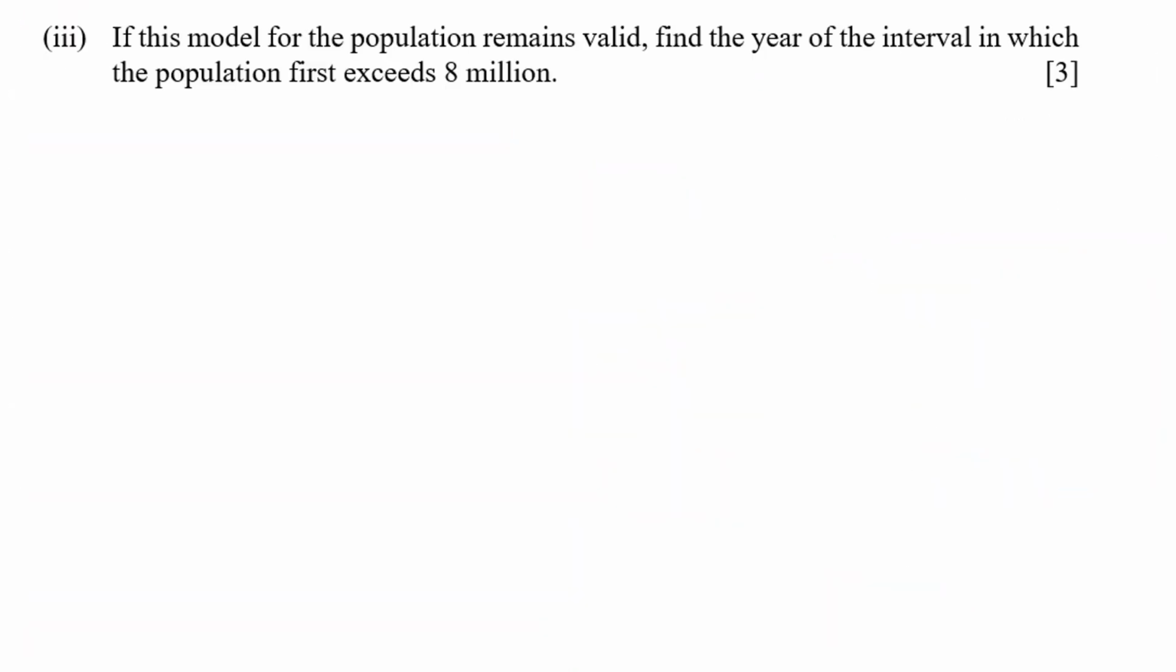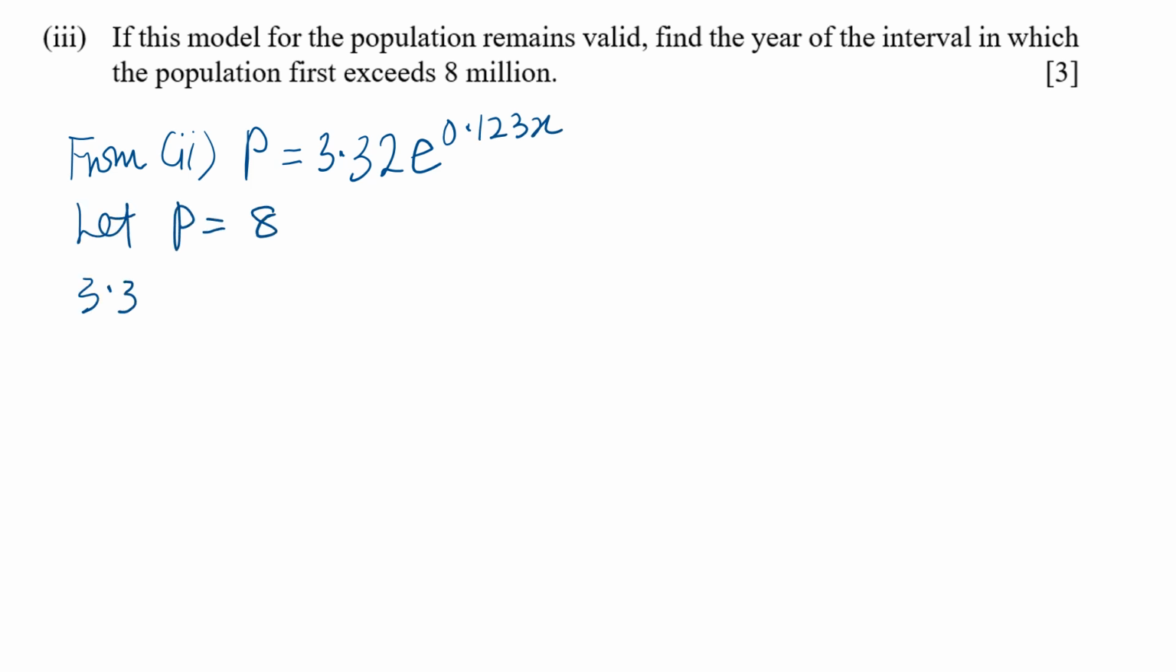Okay, so the last part of the question is: if the model of population remains valid, find the year of the interval in which the population first exceeds 8 million. Right, that means the value of P is more than 8. So we're just going to let it equal 8 and see what happens. Alright, so we need to divide by 3.32 first on both sides. You don't bring ln yet, okay? You can only bring ln when you just have e equal to something, then you bring ln to both sides.